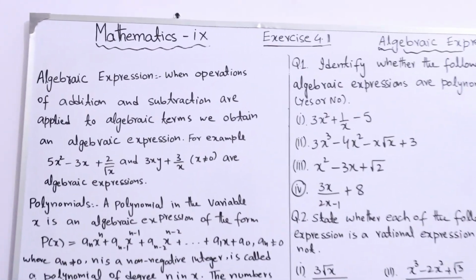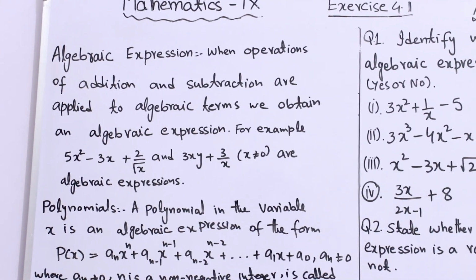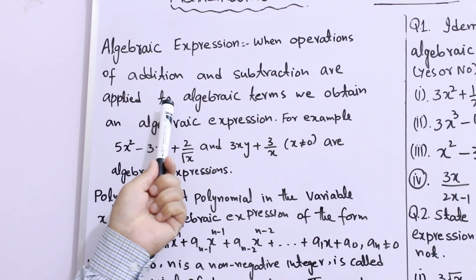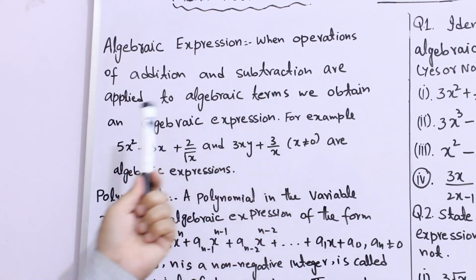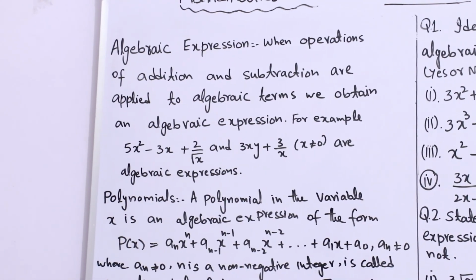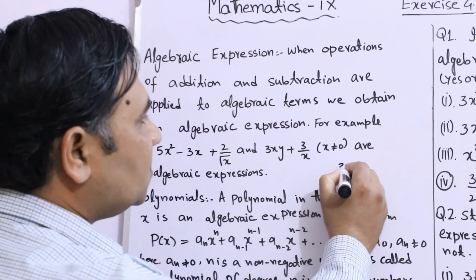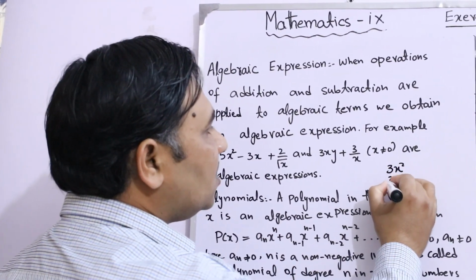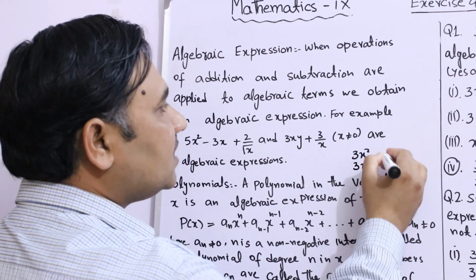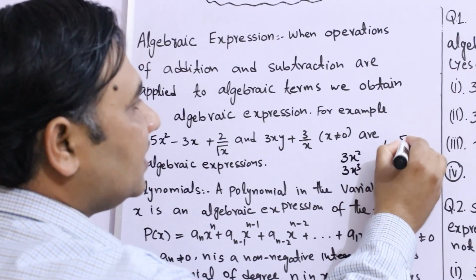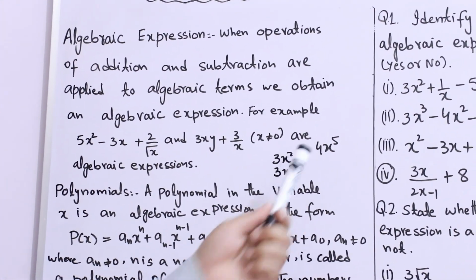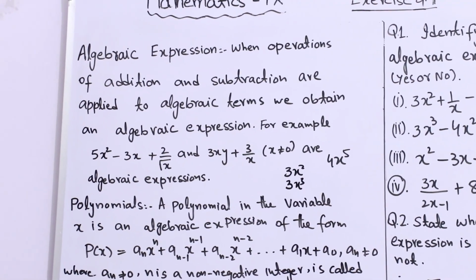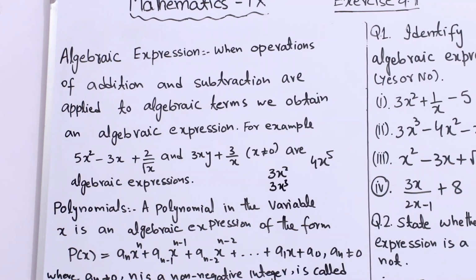Algebraic expression. How can we define an algebraic expression? When operations of addition and subtraction are applied to algebraic terms, we obtain an algebraic expression. For example, here I am writing 3x square. This is an algebraic term. I write 3x cube. This is another algebraic term. 4x^5. This is another algebraic term. So these are the algebraic terms. When we apply the algebraic operation on these terms, we find an algebraic expression.